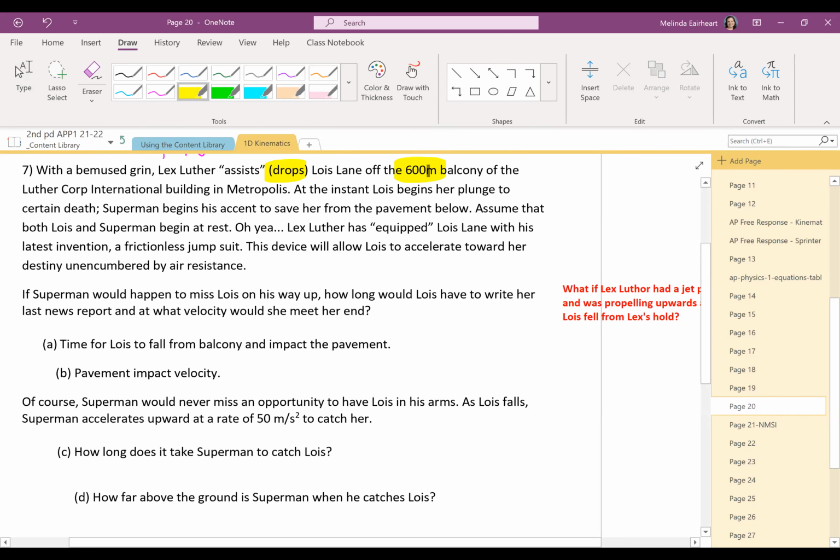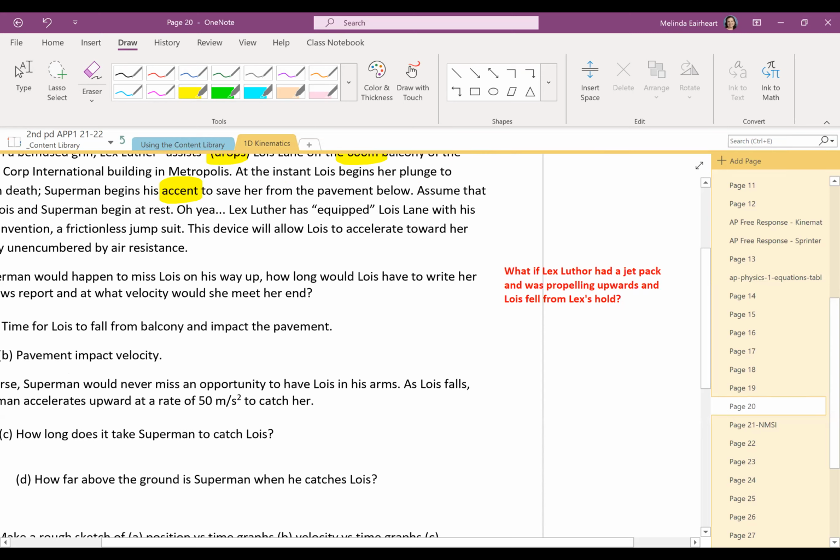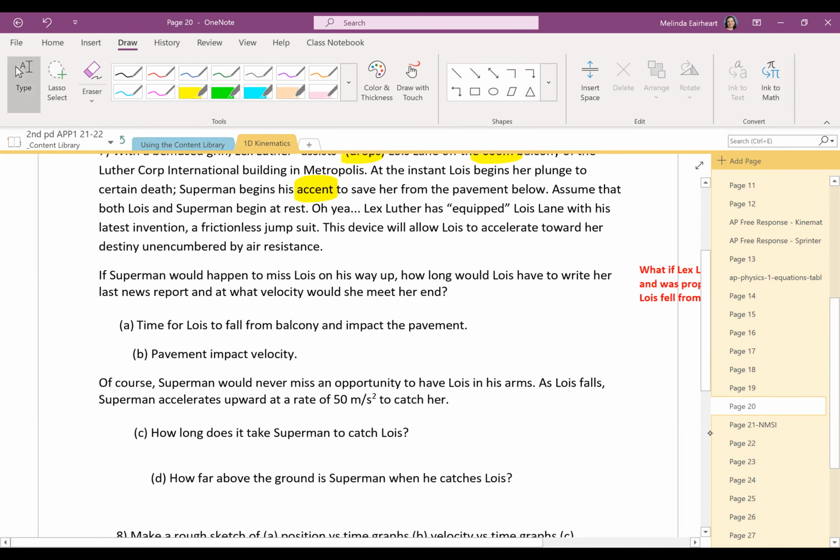At the instant that Lois begins her plunge to a certain death, Superman begins his ascent to save her from the pavement below. So she's descending. Superman is ascending. Do you have a picture yet? So maybe we start drawing a picture.